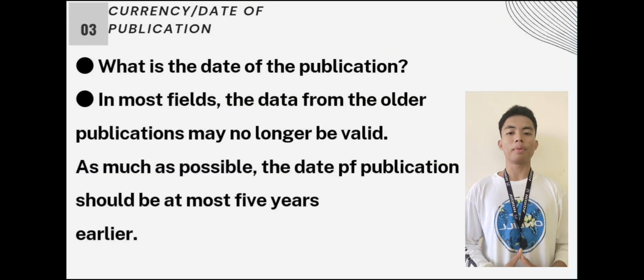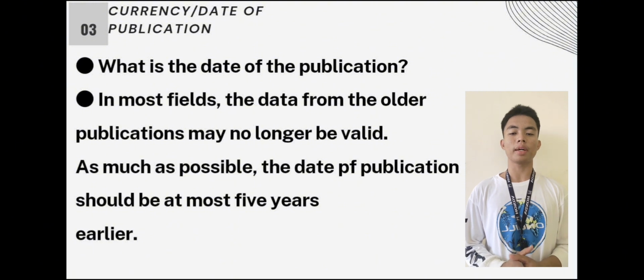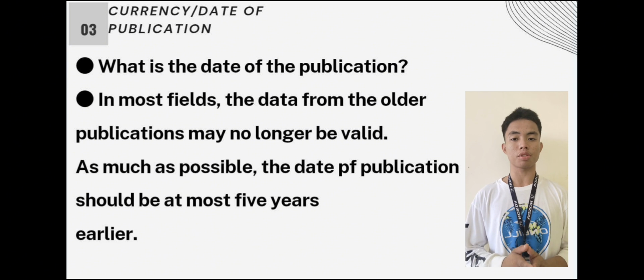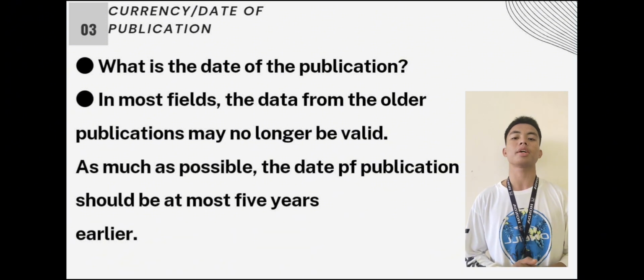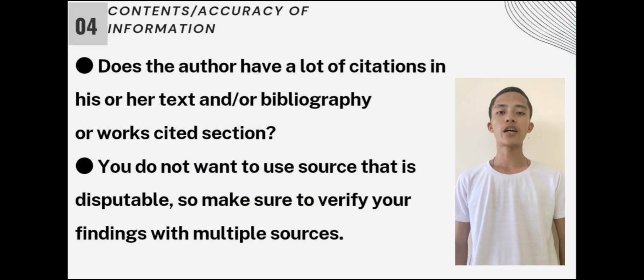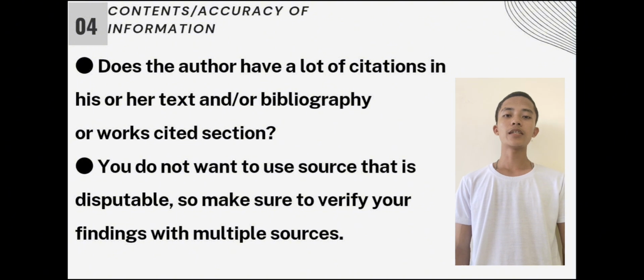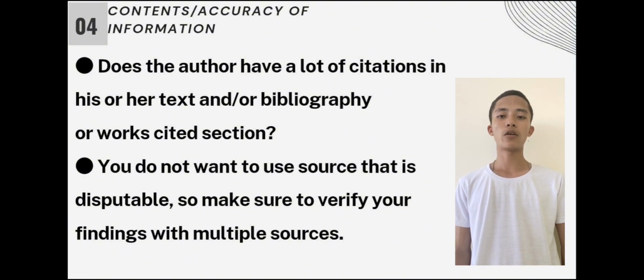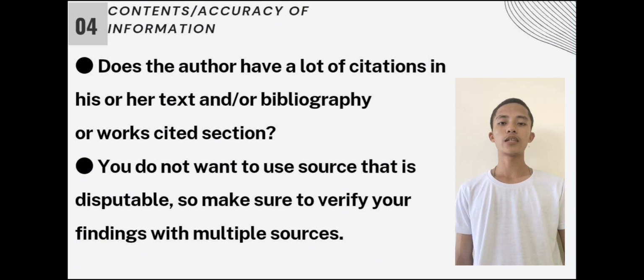Third, currency and date of publication. What is the date of publication? In most fields, the data from older publications may no longer be valid. As much as possible, the date of publication should be at most 5 years earlier. Fourth, contents and accuracy of information. Does the author have a lot of citations in his or her text and a bibliography or works cited section? You do not want to use a source that is disputable, so make sure to verify your findings with multiple sources.